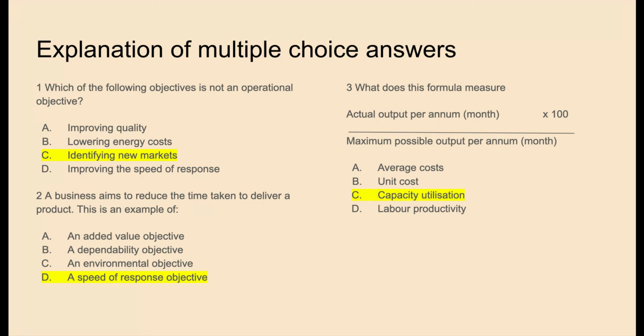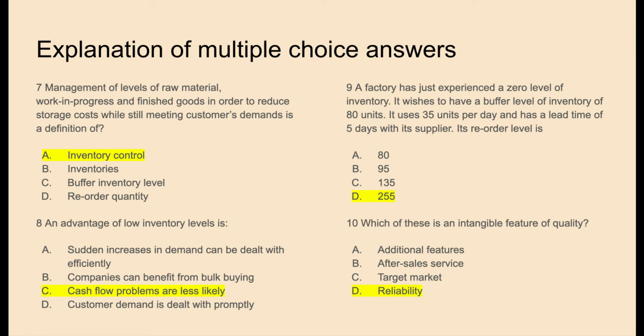Okay, let's move on and do the last four multi-choice questions. Let's have a look at question number 7 then. Management of raw materials, work in progress and finished goods in order to reduce storage costs while still meeting customer demands is the definition of. 4 options there. The answer is inventory control.